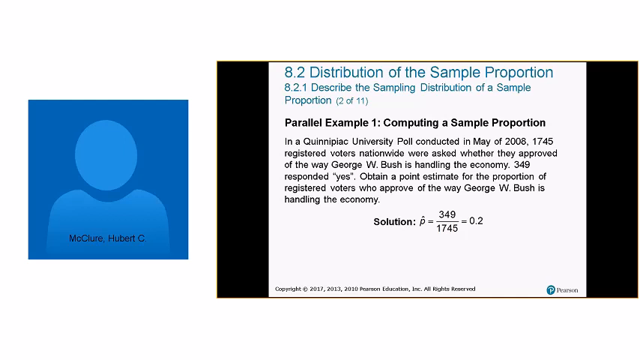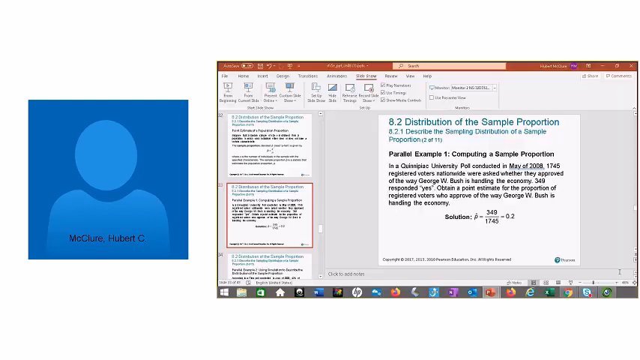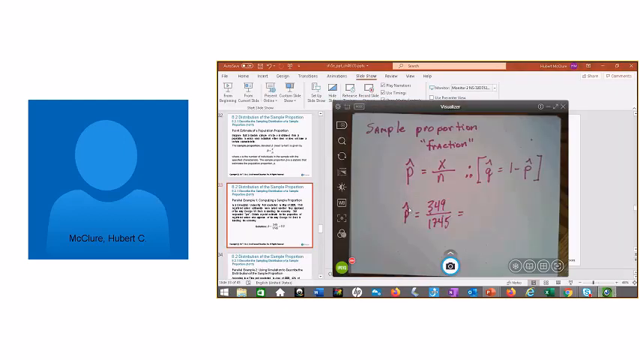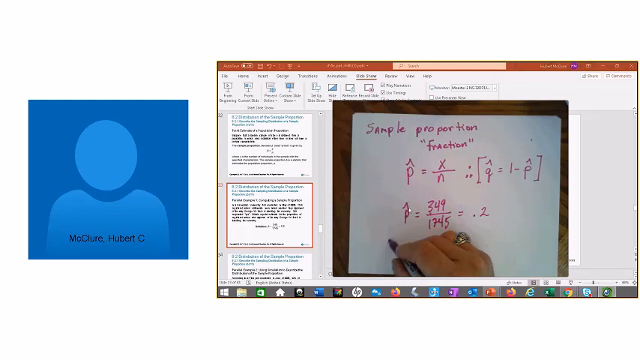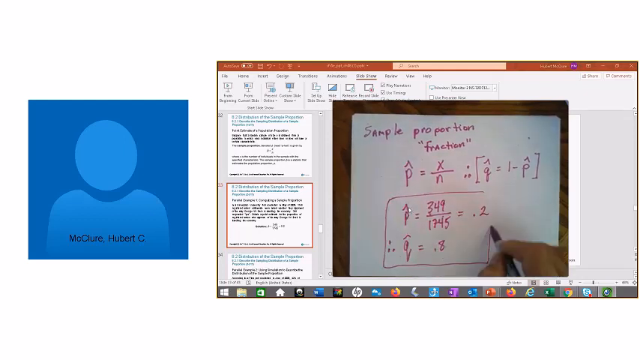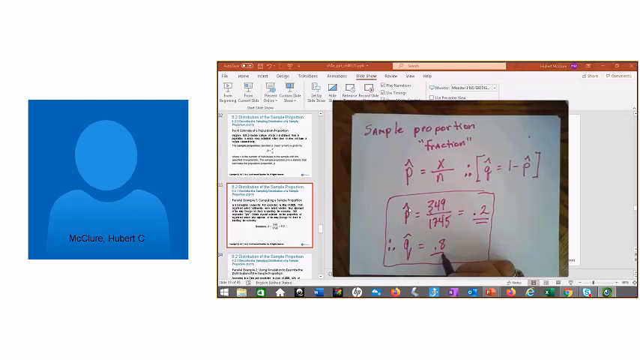How did I know that? Because 1,745 is your biggest number. Oh, and it's written right there too. And that's p-hat. So q-hat, and I'm writing, so that's p-hat is equal to, what was it, point what? Oh, 0.2. Therefore, q-hat is equal to 0.8. So make sure you understand that, because you're going to see this later.